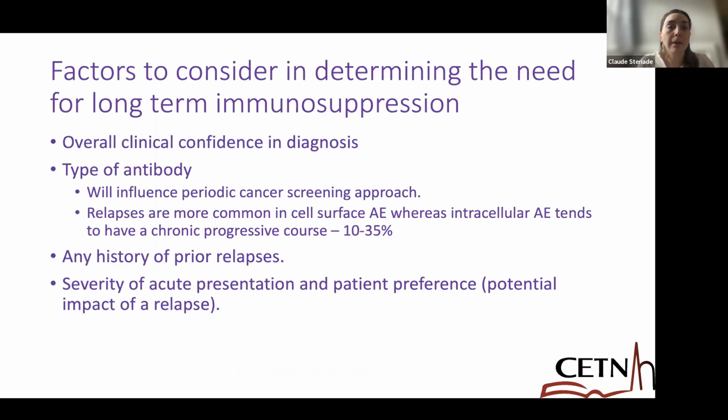And factors that I use in determining the need for long-term immunosuppression are how confident I am in the diagnosis in the first place and the type of antibody. So that's going to influence how often you're going to do periodic cancer screening, and relapses are more common in cell surface antibodies. Patients tend to improve and then they can relapse in about 10 to 35% of cases, whereas patients with intracellular antibodies tend to have a more chronic progressive course. And lastly, any history of prior relapses are definitely going to make you want to keep someone on long-term immunosuppression, and the severity of the acute presentation.